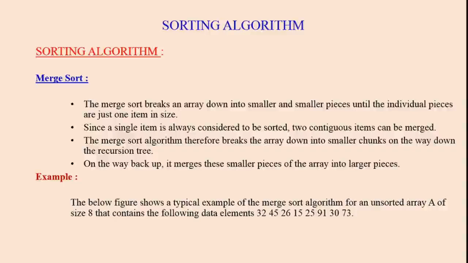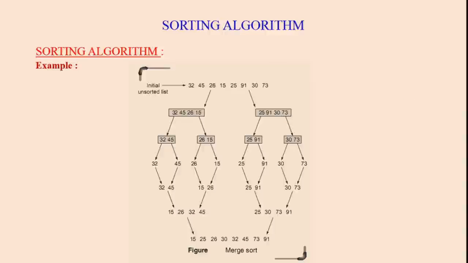So for example, the below figure shows a typical example of the merge sort algorithm for an unsorted array A of size 8 that contains the following data elements: 32, 45, 26, 15, 25, 91, 30 and 73. This one is a flowchart for this sorting algorithm.